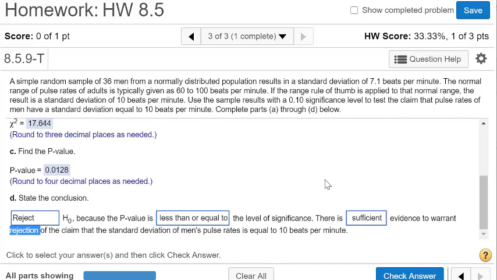A more effective hypothesis test might have been to say that the standard deviation for men's pulses is less than 10, and that might have been something that we were able to support. So we're saying that it's equal to 10, we're going to reject that, but 7.1 is less than 10. We could have tested if it's less than, and we probably could have supported that claim. But as it stands, there's sufficient evidence to reject the claim that it's equal to, and that should be our answer.